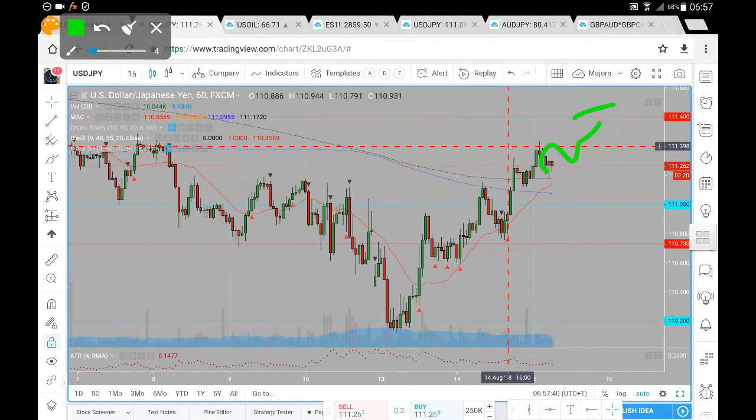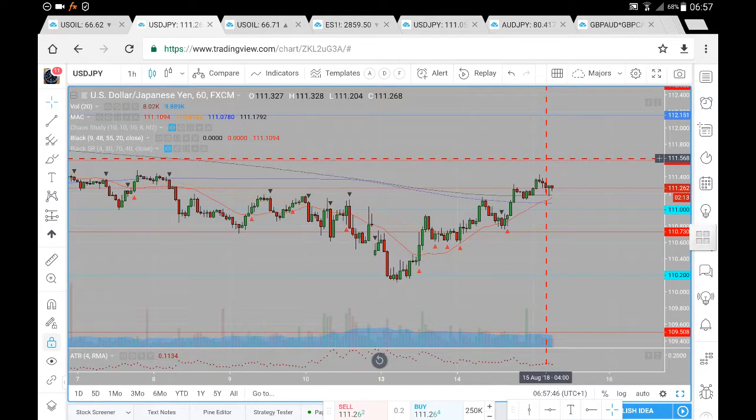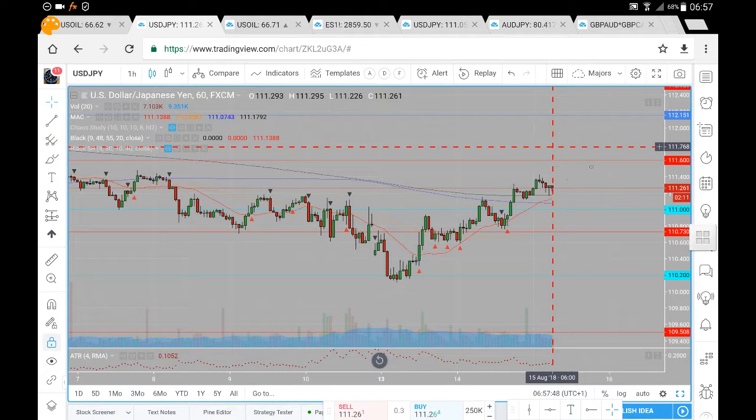If that is the case, we're looking for a test of that 111.60. If we do have sufficient volatility to bring us beyond the 111.60, the very next level of note here is a move up towards that 112.15 on the US dollar Japanese yen.